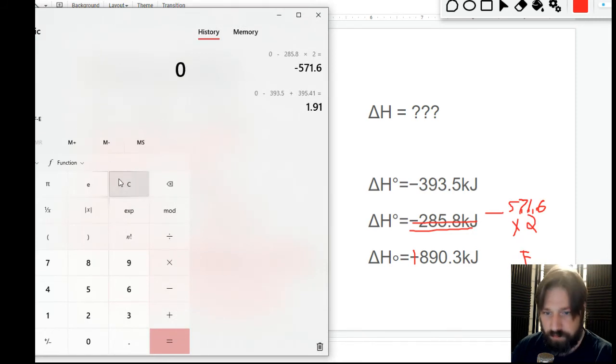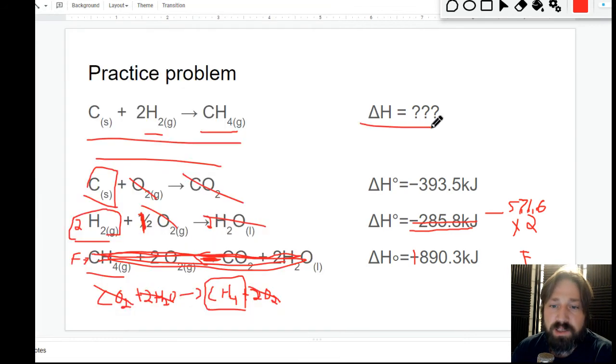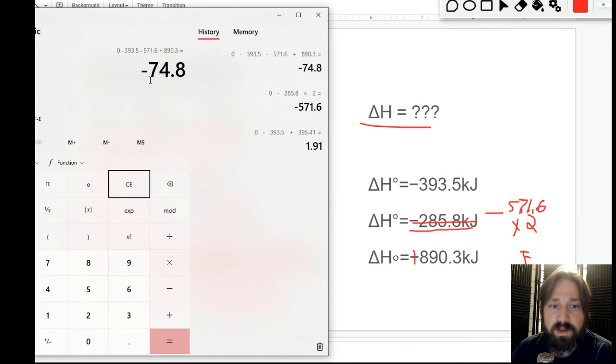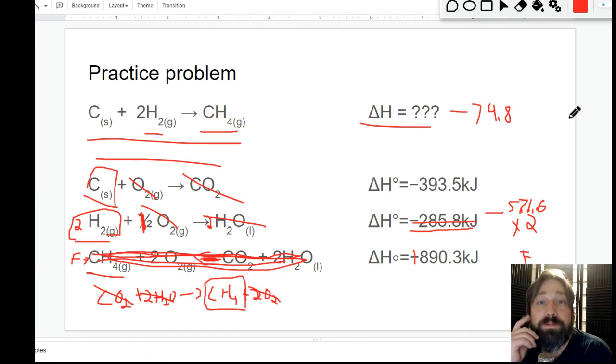All right. And now we're just going to sum all of this. So negative 393.5, negative 571.6, and now positive 890.3. And so this delta H is going to be negative 74.8. Negative 74.8. And there you go.